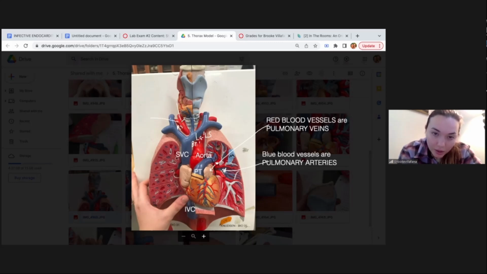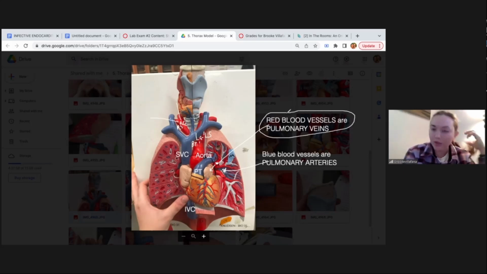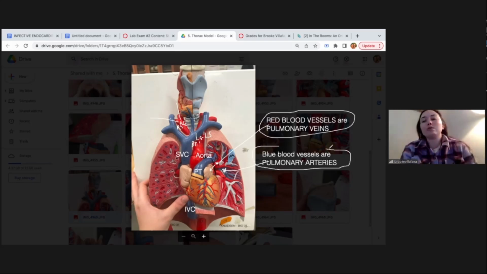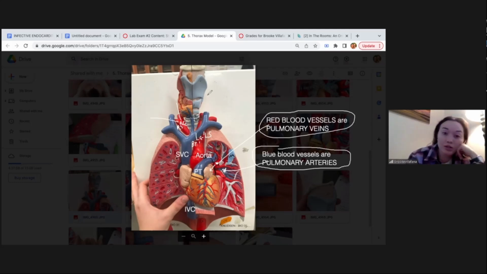I'm saying this really quickly because I feel like we've already gone over that several times. The part that I would say is kind of confusing and new on this model is the red versus the blue blood vessels, and that those are pulmonary arteries and pulmonary veins, okay? So that's the part that you definitely want to be prepared to test on for that.